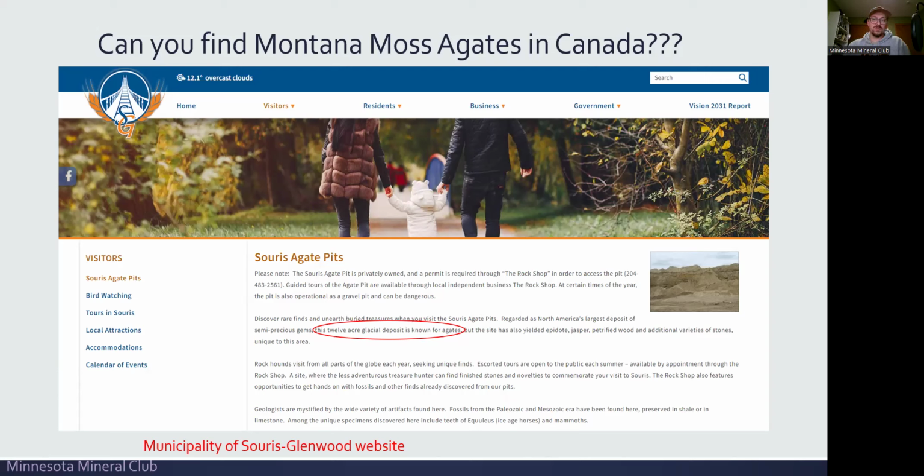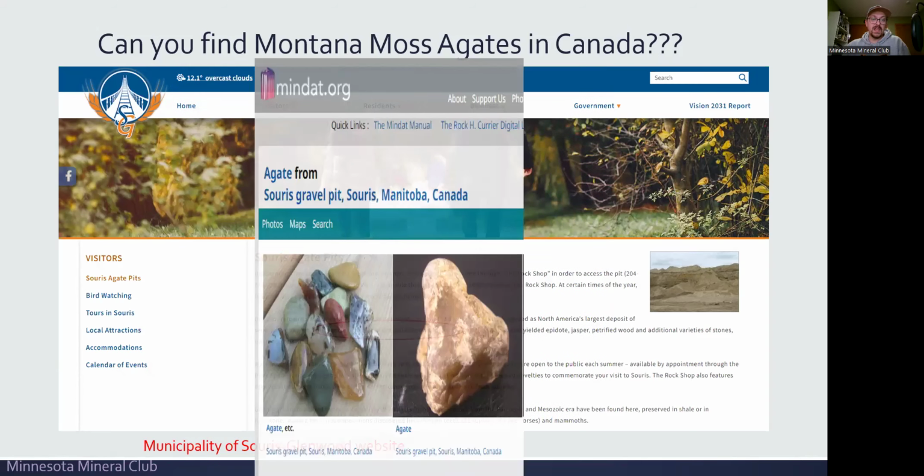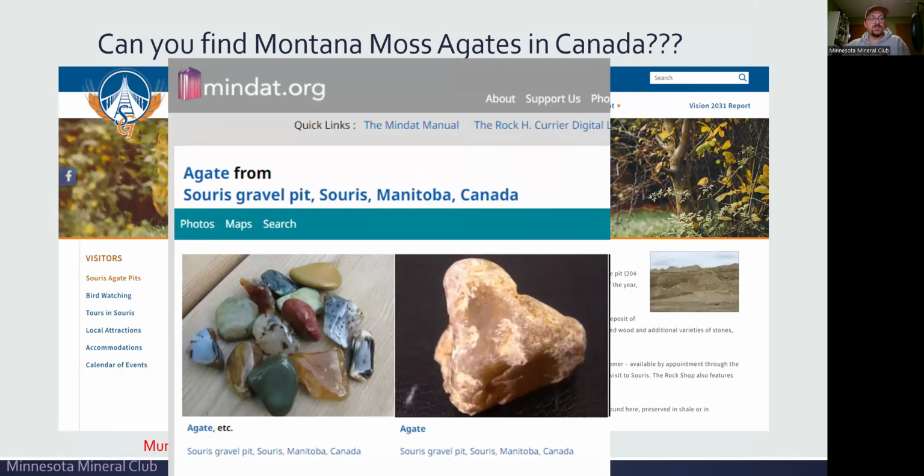And so if you go someplace like, say, Mindat, and you search for agates, you can see agates from the Source gravel pit that people have posted. And this photo here on the left is a very good example of some of the typical agates that you might find in Montana, with these black dendrites. This one here is what some people call a honey agate with that yellowish honey color. And then this here too is a piece of petrified wood, which looks very similar to what you can find on the Yellowstone River today.